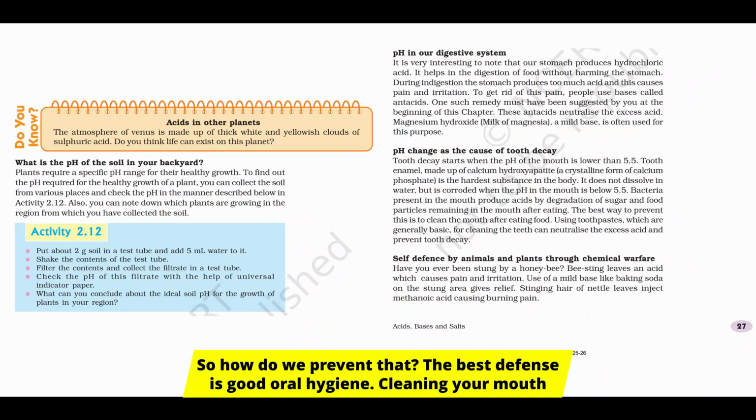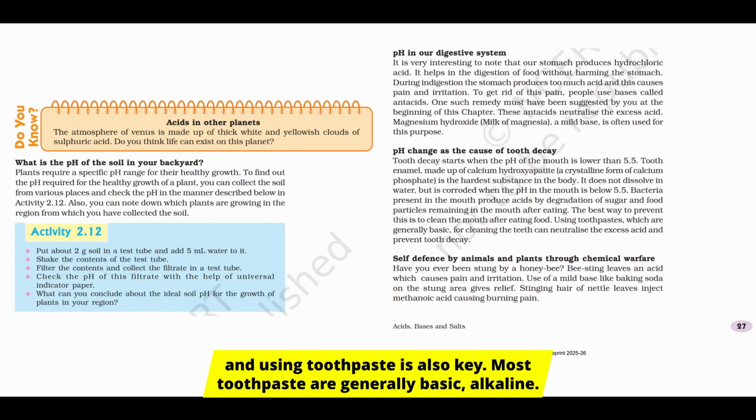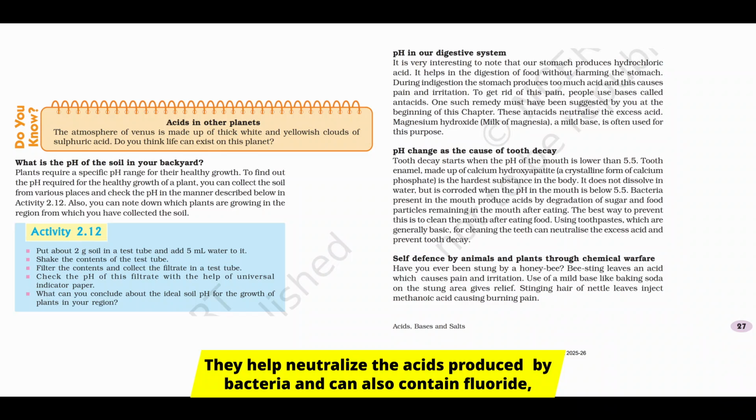So how do we prevent that? The best defense is good oral hygiene. Cleaning your mouth thoroughly after eating removes the food particles the bacteria feed on, and using toothpaste is also key. Most toothpastes are generally basic, alkaline. They help neutralize the acids produced by bacteria and can also contain fluoride, which helps strengthen enamel. Makes sense. Neutralize the acid, protect the enamel. Any other everyday pH examples?